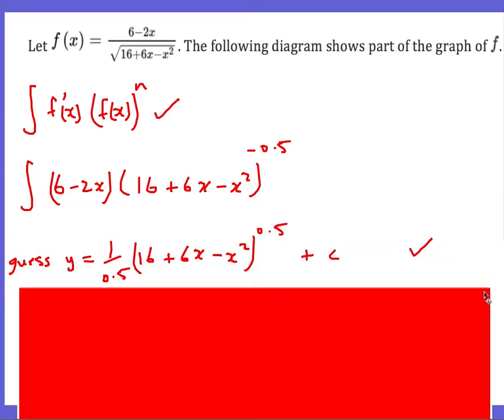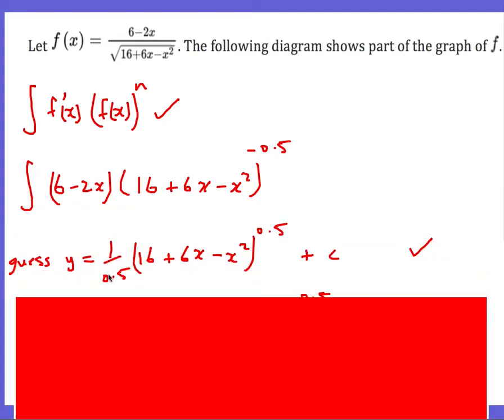So we go, right, let's guess. We're going to guess 1 over 0.5, 16 plus 6x minus x squared to the 0.5. So we've increased the power by 1, and then we get that. And then actually, if you differentiate this, it gives us the answer. So if we bring the power down, reduce the power by 1, times by the differential of that, we actually get back to this. So we've got it.